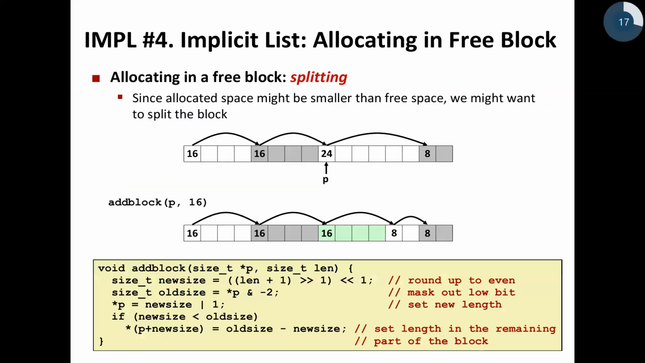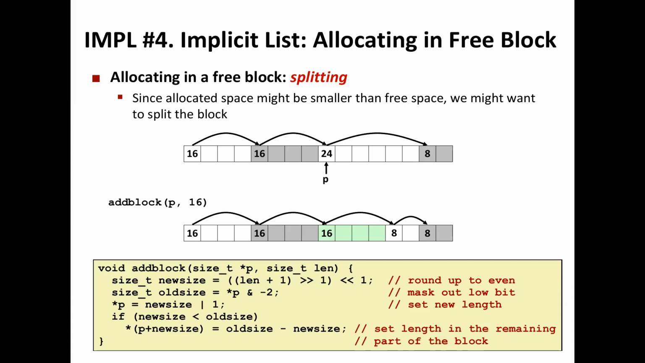So how do we allocate a free block? Well, the idea is that we're going to be splitting, right? So we're going to find the block. Let's say this block is larger than what we are looking for. So we might want to split the block. So for example, we have a block of size 24, and that's what we're going to use, right? And now we want to split it into two pieces. One is going to be 16 bytes, and the remaining part is going to be 8 bytes.